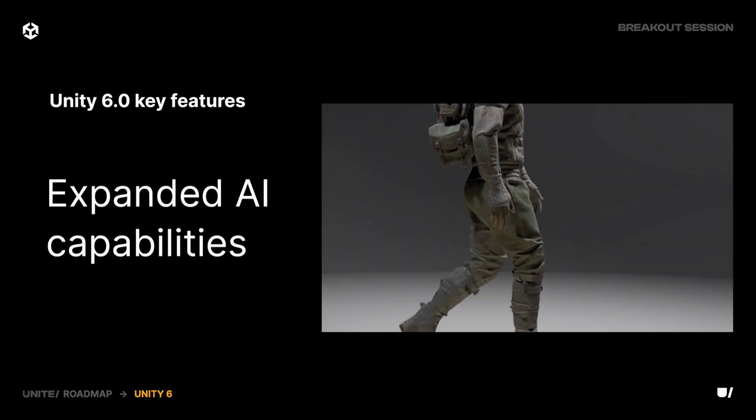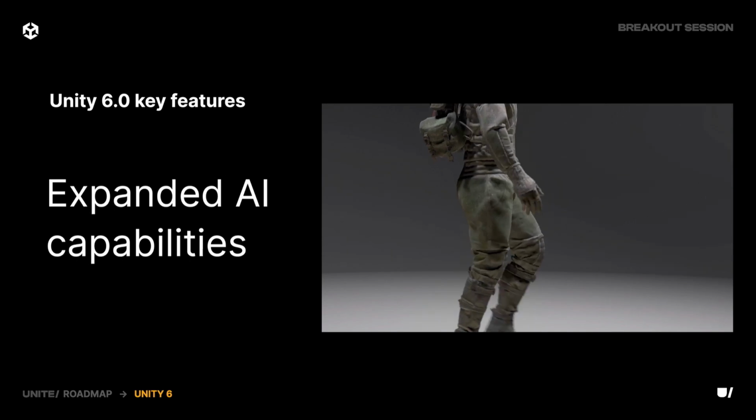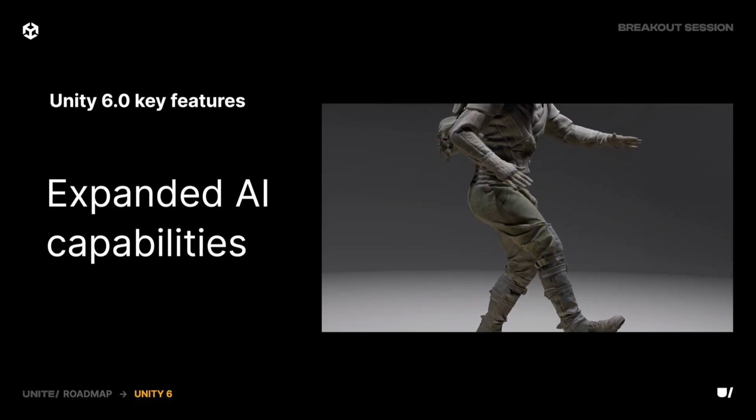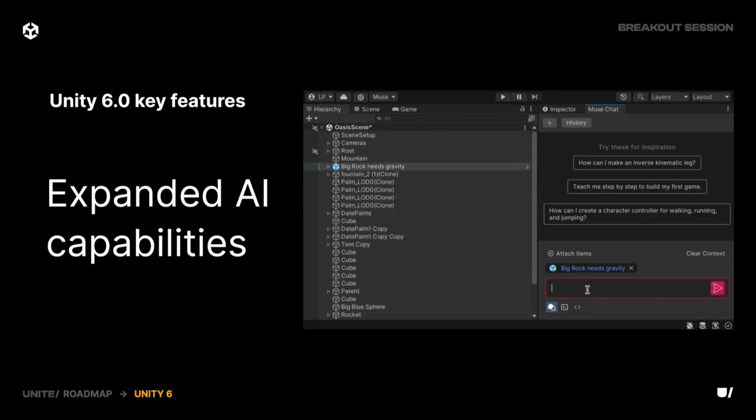And there are expanded AI capabilities with Muse and Sentis. Here in our Time Ghost demo, we used Sentis to enable realistic cloth deformation at runtime with a machine learning model that we trained ourselves. And with Muse, we're enhancing workflows through deeper AI integration into the editor.